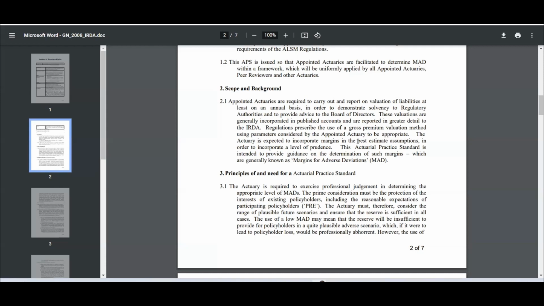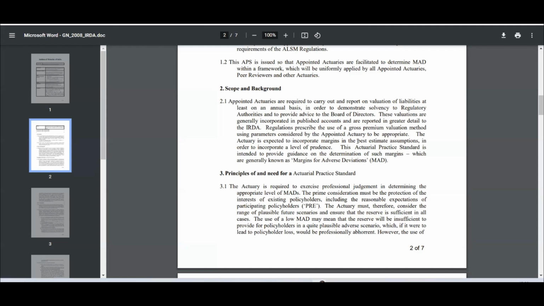In annual valuing of liabilities, it is expected that the appointed actuary would incorporate some level of prudence, right? And the method that is suggested is the gross prospective method of valuation, something that you have studied in CT 5. So, gross prospective method of valuation. However, the parameters would be chosen by the actuary as he or she deems appropriate.